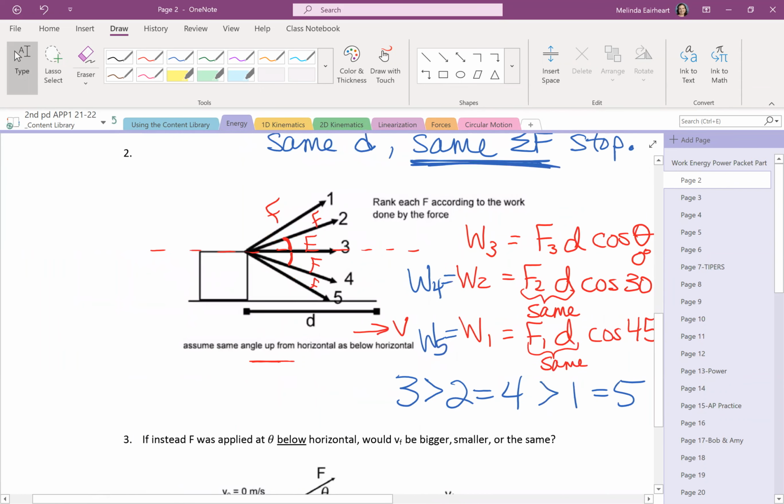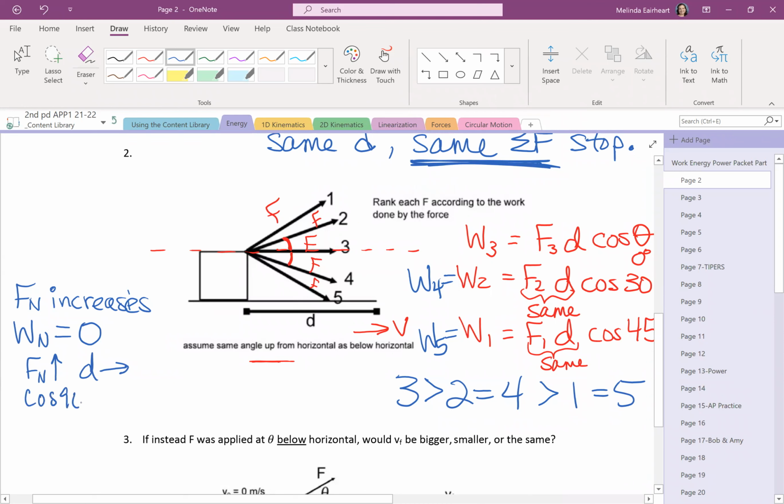So just note to self that, for 4 and 5, the normal force increases, but work done by the normal force would be 0 because the force is up, but the distance is right, and that's a cosine 90, which is 0. Nothing parallel about perpendicular. Okay.